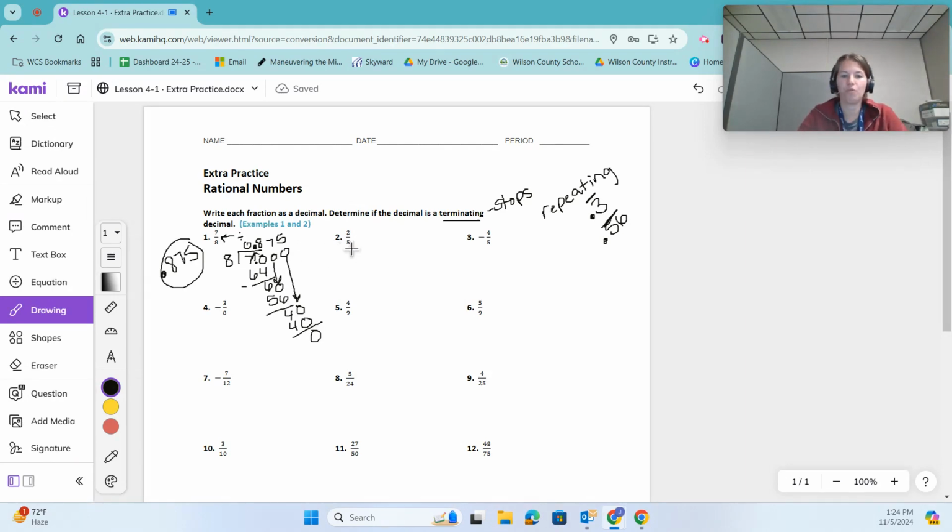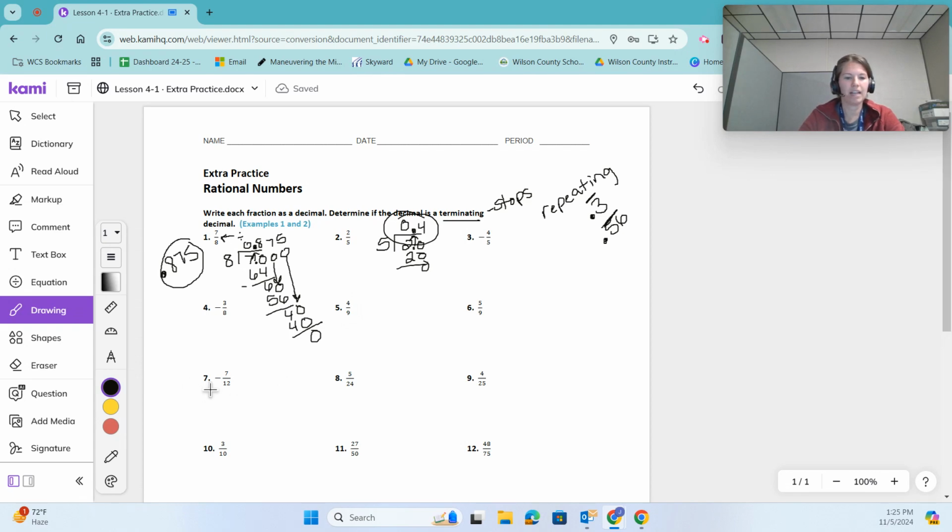Okay, 2/5, I would do the same thing. I'm just dividing here. 2 divided by 5. 5 goes into 2 0 times. Bring up my decimal. 5 goes into 20 4 times. 4 times 5 is 20. Subtract, I get my 0. We have another terminating decimal.